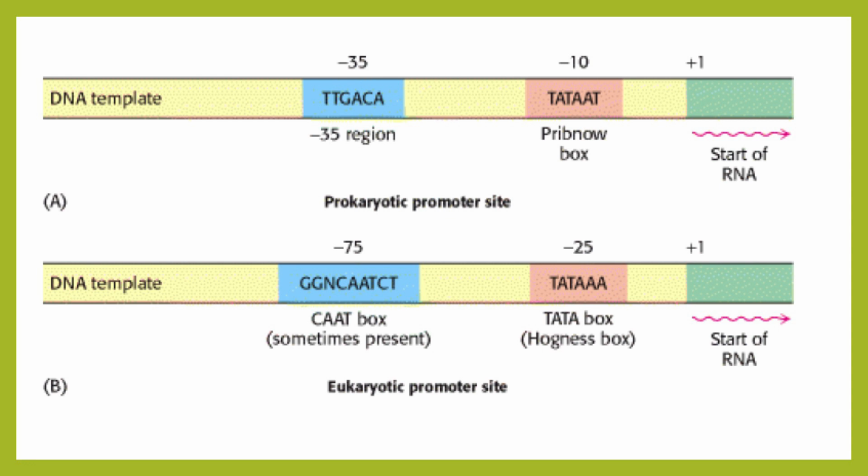So, prokaryotes have the Pribnow box. Similarly, eukaryotes towards the -25 region have a TATA box called Hogness box. So, promoters are essential for the transcription process.